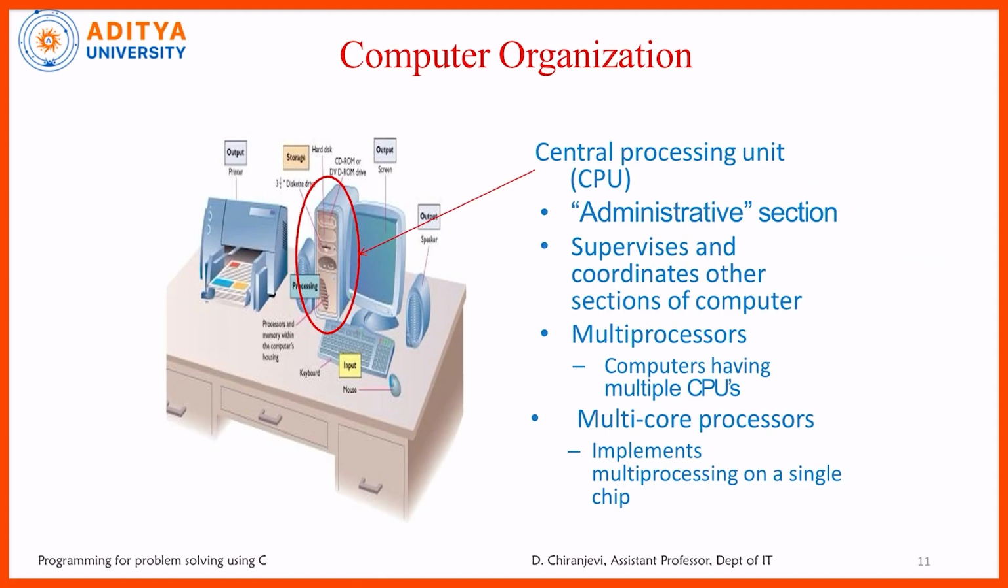Now the next section is the central processing unit. The CPU stands for central processing unit, which is the supervisor of the computer and which operates all the tasks and all the processes in the computer. So this CPU is also known as the administrative section. It coordinates all the processes and operations that occur in the computer. You can use multiple CPUs in a computer, those are multiprocessors, or you can also use multi-core processors as well.